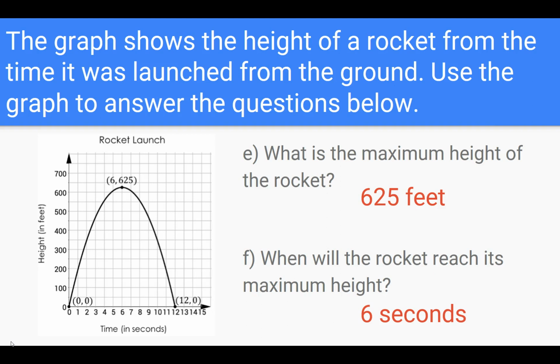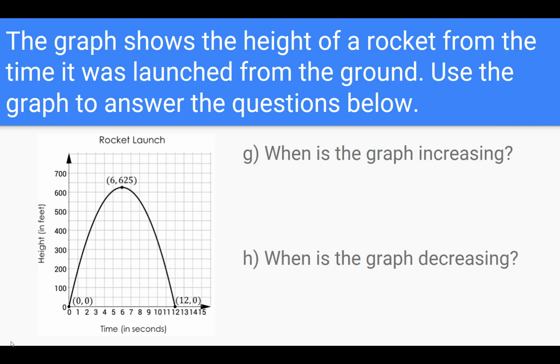Old stuff, right? Remember? Good. We're going to go into increasing and decreasing. We've talked about this. I think it's been a hot minute since we've talked about it, but we have. So if I'm asking you, when is the graph increasing? I'm going to cut it in half, because do we agree the rocket goes up and then it goes down? So I'm going to cut it in half. The first half is where we're increasing.